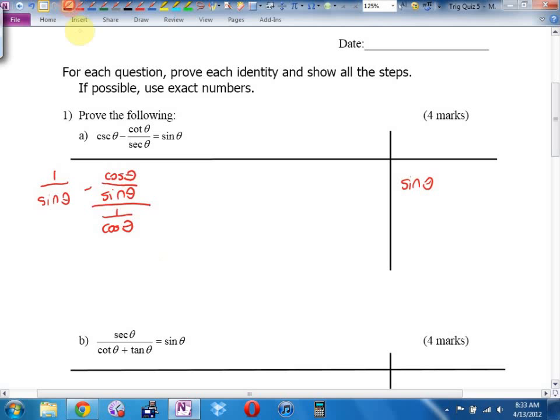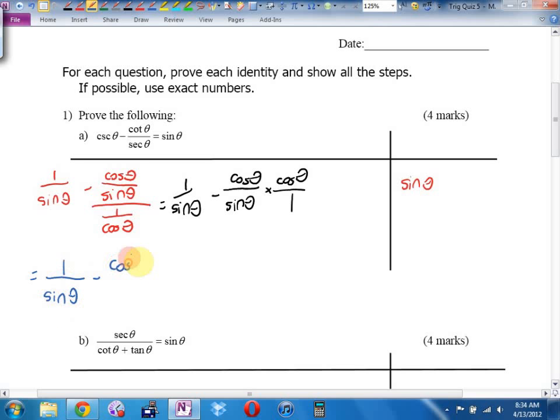So I did that. Well, I got 2 fractions being multiplied. Multiplying fractions, that's the easiest operation. Top times top, bottom times bottom. So my next line is going to look like this. I'll still have that 1 over sine theta dropping down. Minus, and I'll have a cos squared theta over sine theta.